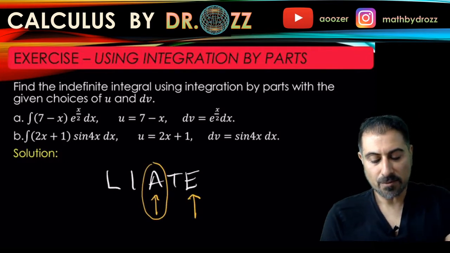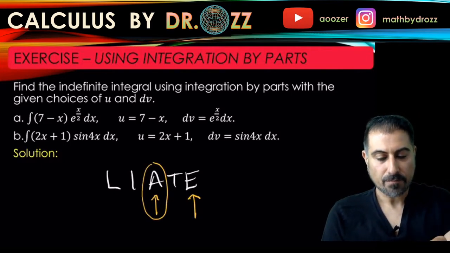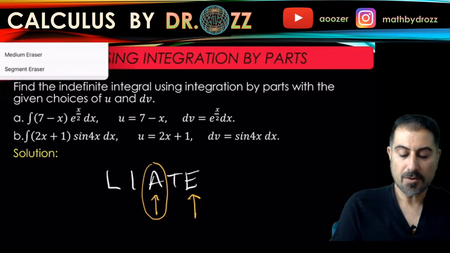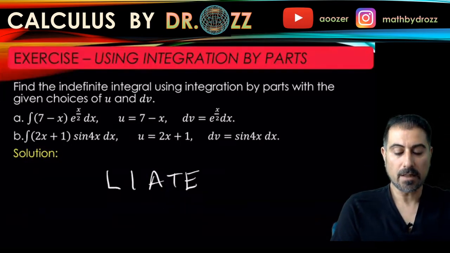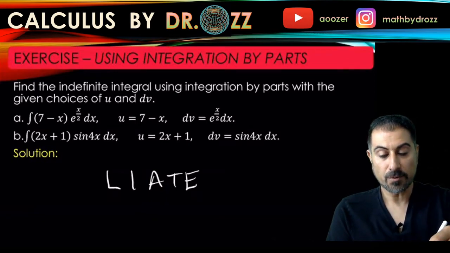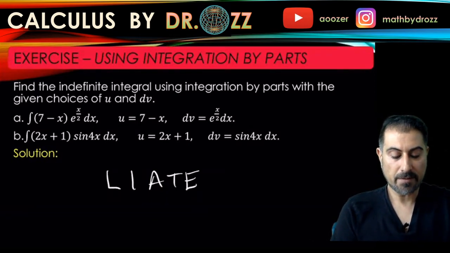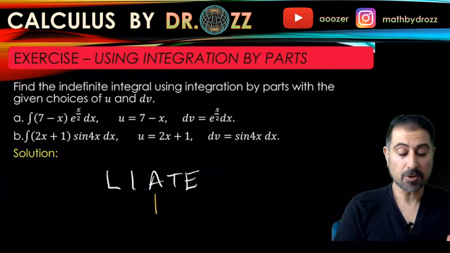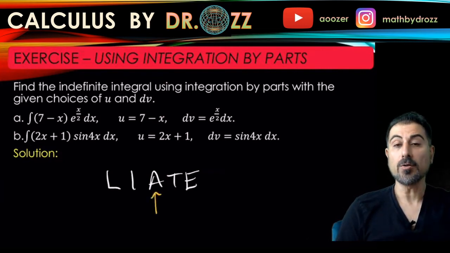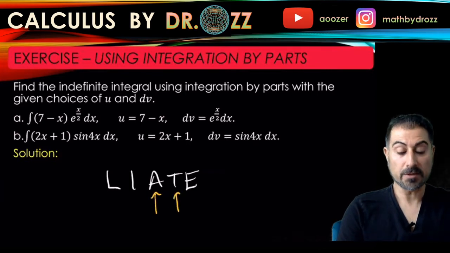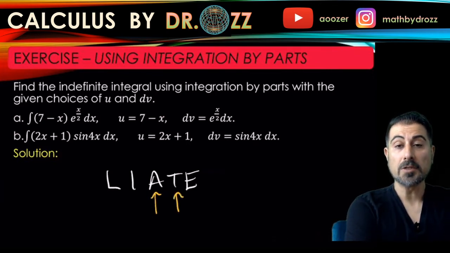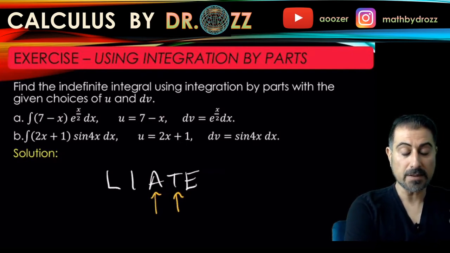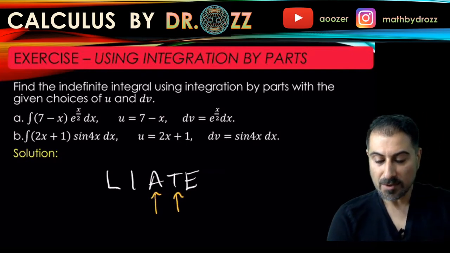And in the second one, for example, you have 2x plus 1 and sine 4x. In this regard, you have an algebraic function, which is a polynomial, 2x plus 1, and trig. So again, I'm going to call the polynomial, the algebraic function, in other words 2x plus 1, to be u, and the rest to be dv. Okay, so this could be very helpful.